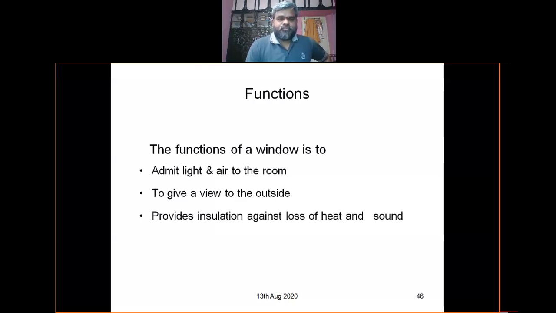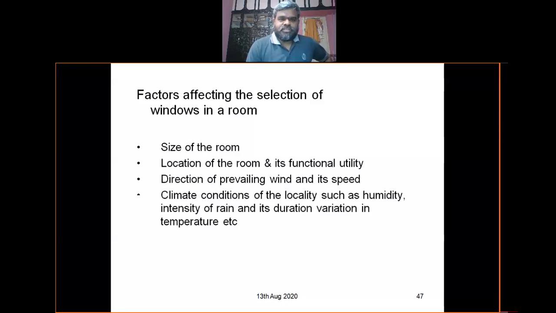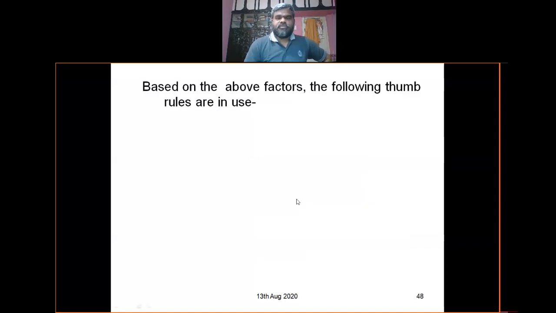room. And factors affecting the selection of window in a room are based on the size of the room and location of the room and its functional utility, or what purpose it is being used for, and direction of prevailing wind and its speed, and the climate conditions of the locality such as humidity, intensity of rain, and its duration, variation in temperature, etc. will depend on the selection of window, and architectural treatment to be given for the building, and requirement of exterior view. Based on this, windows are selected.